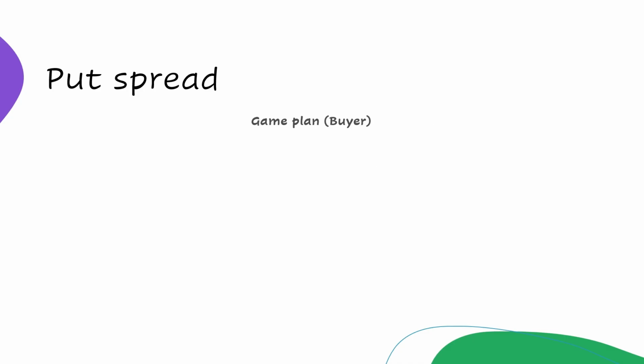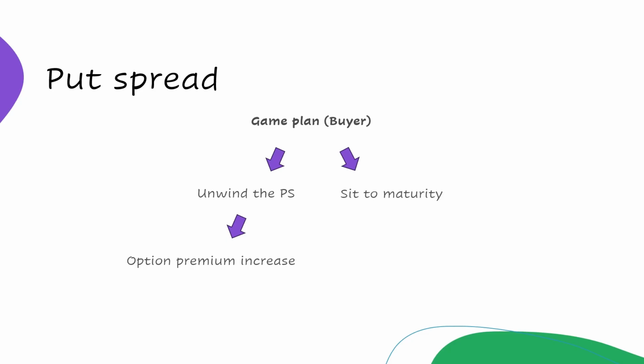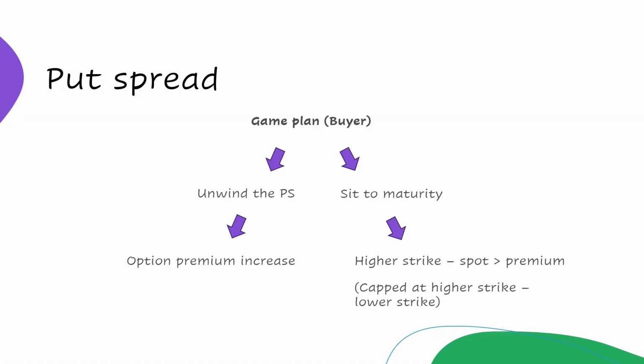Put spread buyers pay daily theta. It is reasonable to unwind the put spread earlier when the underlying goes lower, because the put spread goes up when the underlying moves lower. Otherwise, put spread buyers can choose to sit with the put spread until maturity. Put spread buyers make a profit when spot is lower than the higher put strike by at least the premium amount. But remember that the max payoff is capped by the difference between higher strike and lower strike.